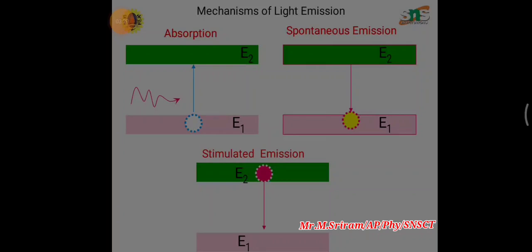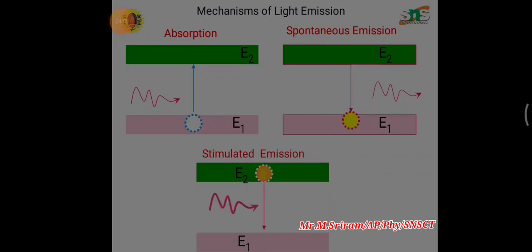The next process is stimulated emission. The atom in the excited state can also return to the ground state by external triggering by incident photons, thereby emitting a photon of energy equal to the energy of the incident photon. This is known as stimulated emission. It results in two photons of the same energy, phase and directionality.